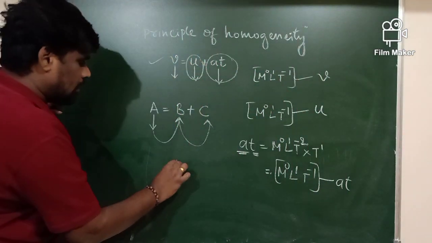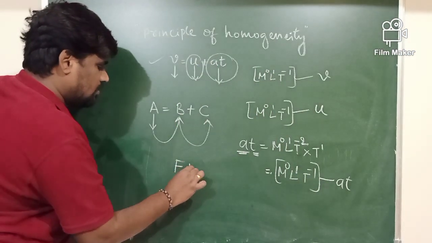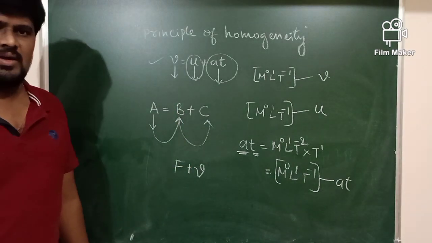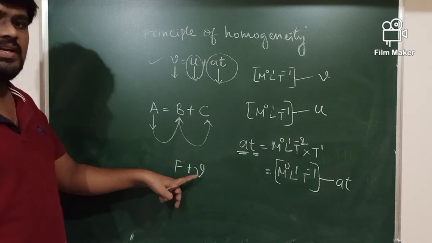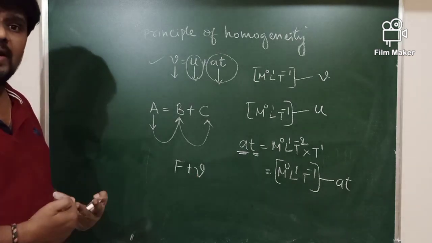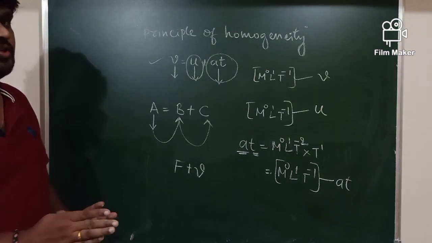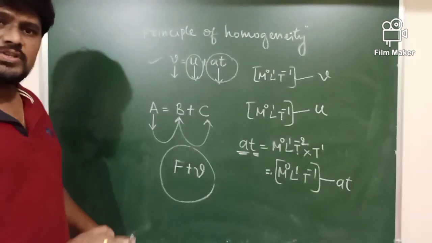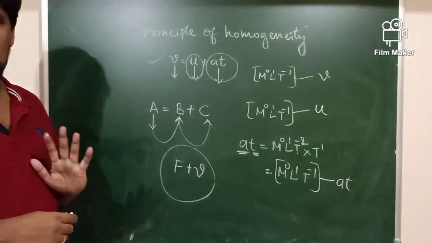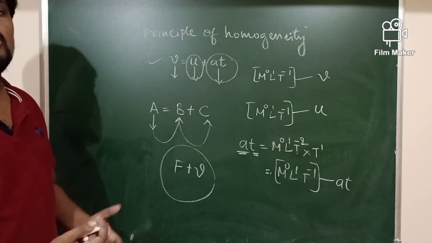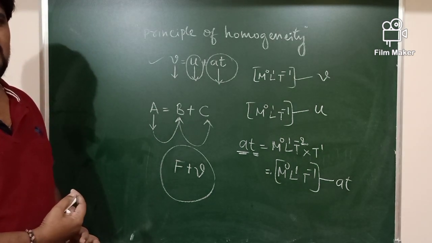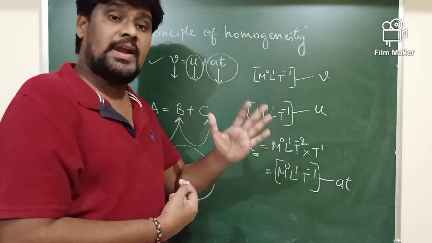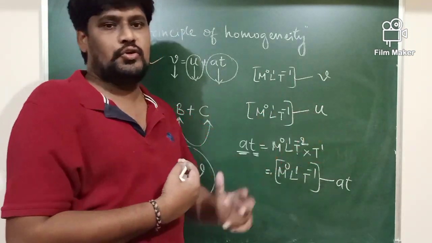Is it possible for you to add F and V? Answer is no. Why? Because force and velocity have different unit as well as different dimensions. That's why they cannot be added. Force ಅನ್ನ acceleration ನಲ್ಲಿ add ಮಾಡಬಹುದಾ? Answer is no. Force cannot be added to the acceleration because force and acceleration have different dimensions and different units.